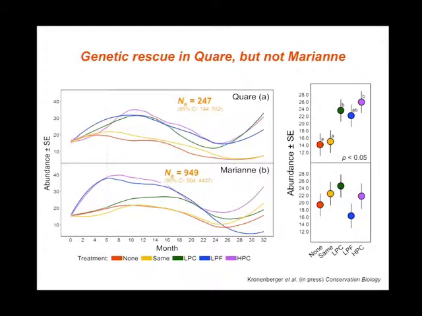And again, the Coray was the population with the smaller starting population size. I think this fits predictions about how smaller populations that experience higher genetic drift stand to benefit more from these immediate effects of gene flow, compared to the Marianne that has this larger effective population size.